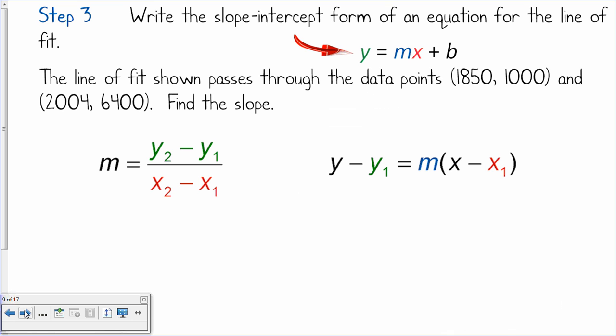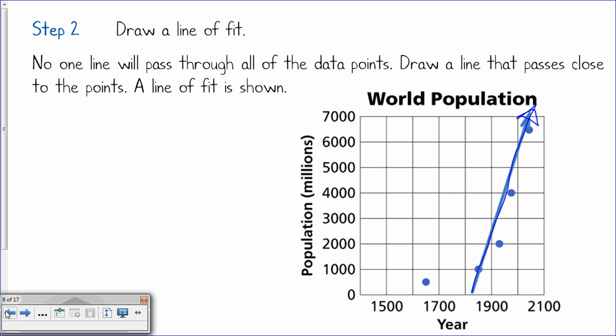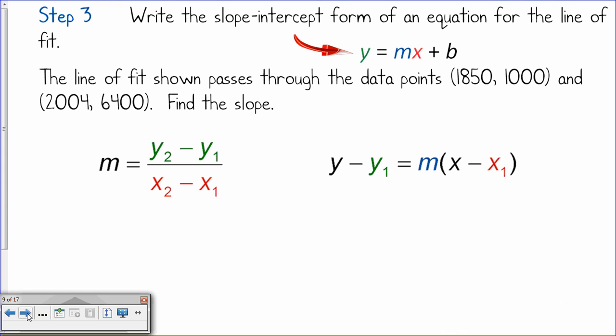Next thing we need to do is write the slope-intercept form of an equation for that line of fit that we just did. Now you notice, where did my line start? Started in the middle of what? The x-axis. What if I continue this line all the way down? Where's my y-intercept going to be? Is it going to be positive or negative? Okay. So now I come back to my equation.